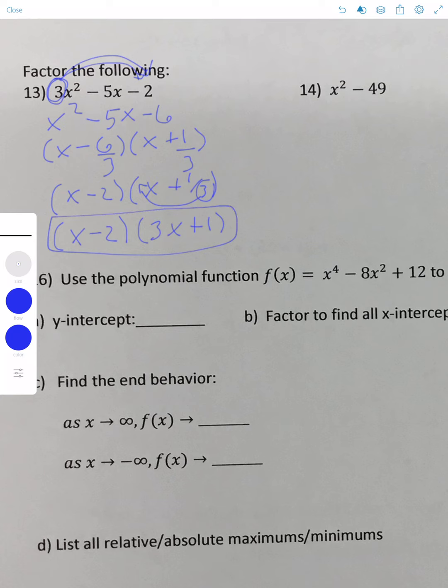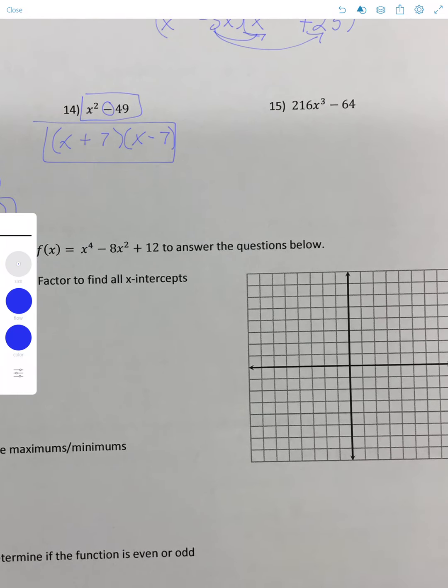In 14, we have a difference of 2 squares. So separated by a minus sign and 2 perfect squares. If I set up my 2 sets of parentheses, it's going to be x plus something, x minus something. And how I find that something is by taking the square root of 49, which is 7. 7 times 7 is 49. So a positive times a negative gives me that negative 49. And then x times x gives me x squared. So difference of 2 squares.